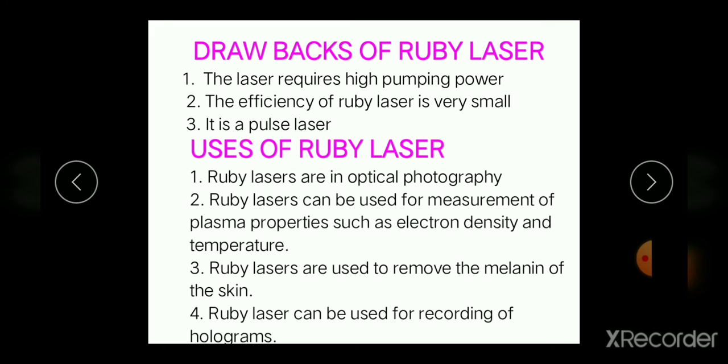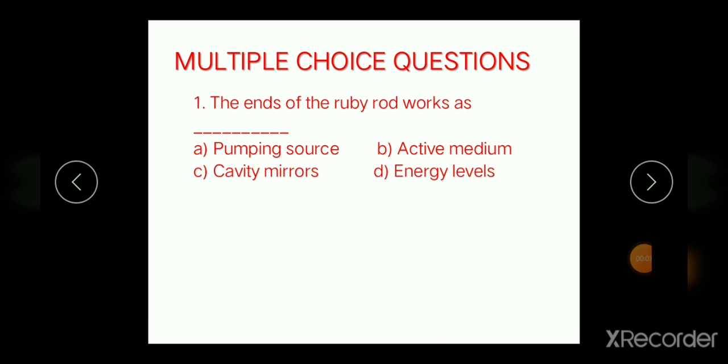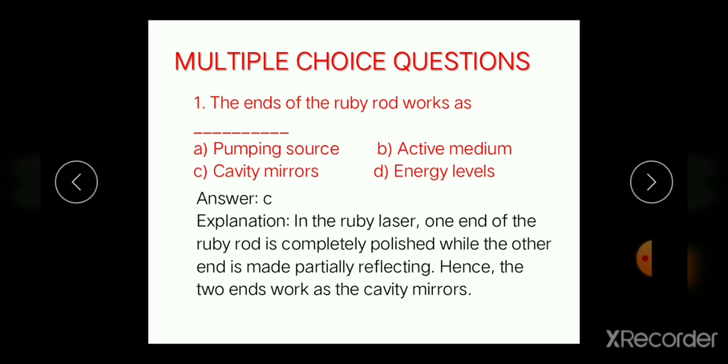Based on today's session, let us discuss some multiple choice questions. First one, the ends of the ruby rod work as: A, pumping source; B, active medium; C, cavity mirrors; D, energy levels. Answer is C. In the ruby laser, one end of the ruby rod is completely polished while the other end is made partially reflecting, and hence the two ends work as the cavity mirrors.